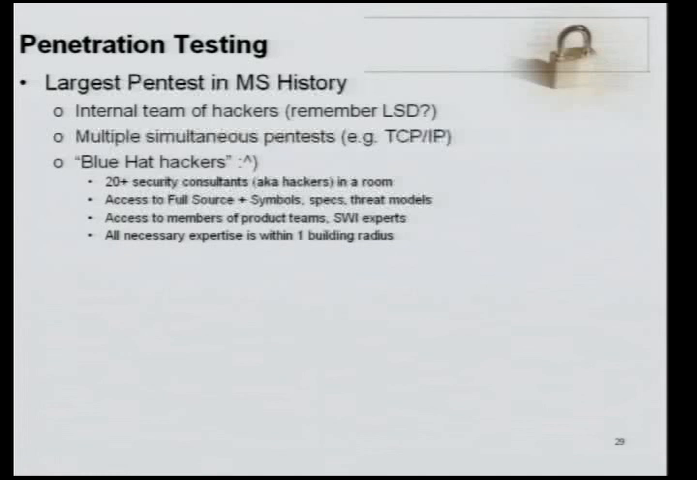I mean, if you think about it, if you pen test Windows Vista and you have a question about the kernel, the stack, the heap, the service, RPC, decomp, all that stuff is really within about 300 feet, plus or minus, of where these guys are.